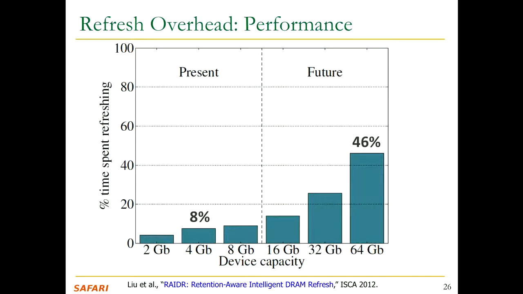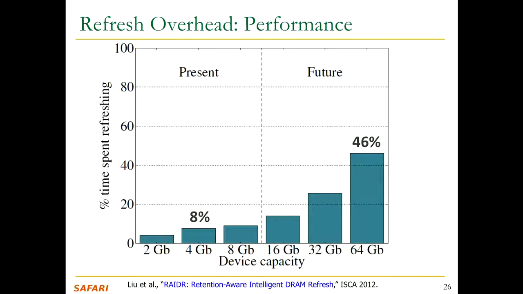Okay, let's look at this. So why is this a scaling problem? Why is this a scaling limit? One of my students actually did this exercise. Basically, he looked at the device capacity. You don't need to know exactly how these numbers get calculated. But basically, today we have 8 gigabit devices. That's the size of a DRAM device. And this is the percentage of time we spend refreshing the device, the percentage of time the device is not available because it's doing refresh. Around 10%, let's say. Not bad.